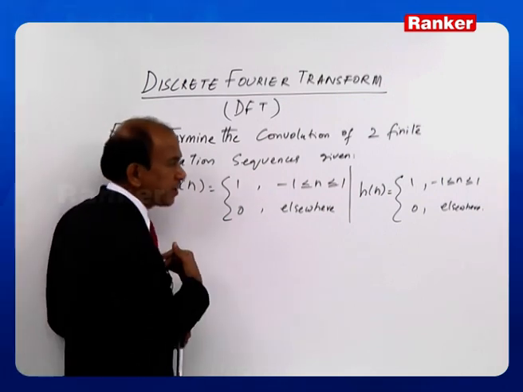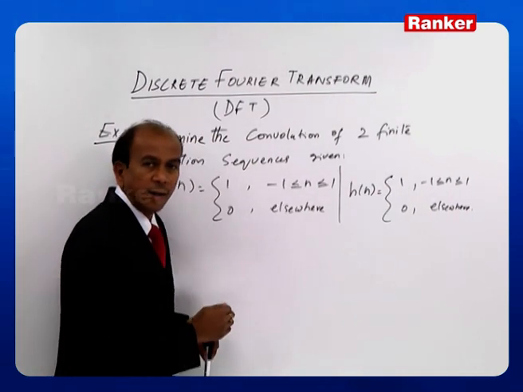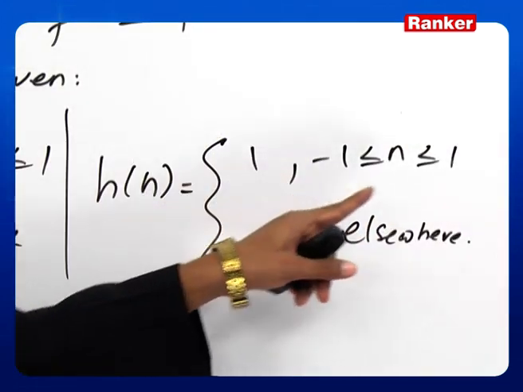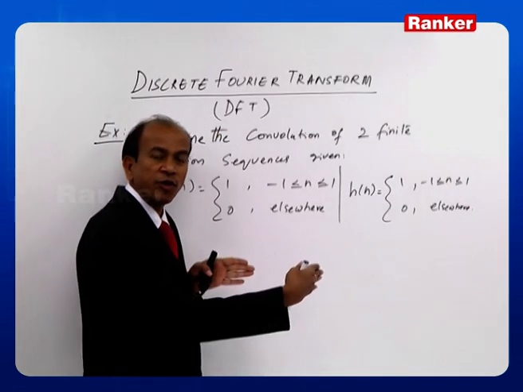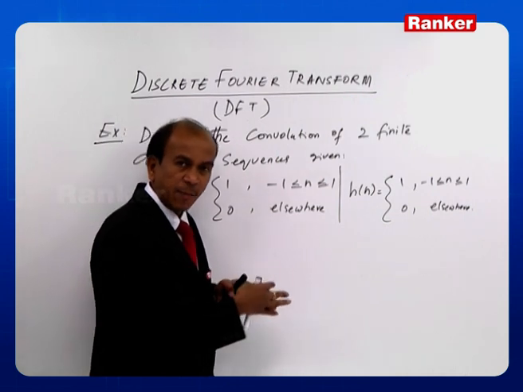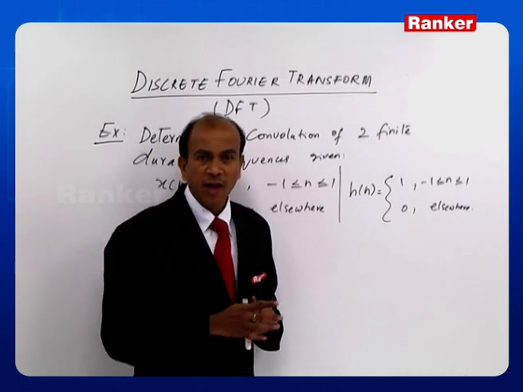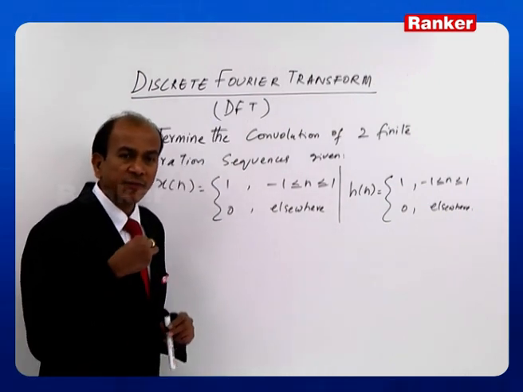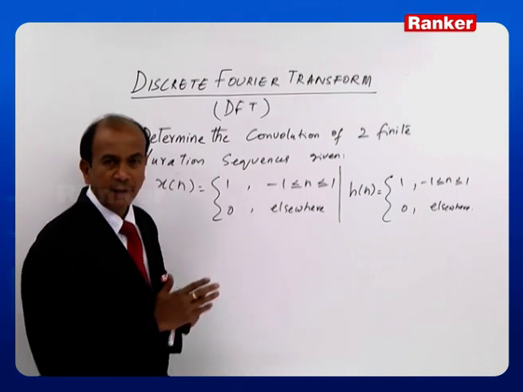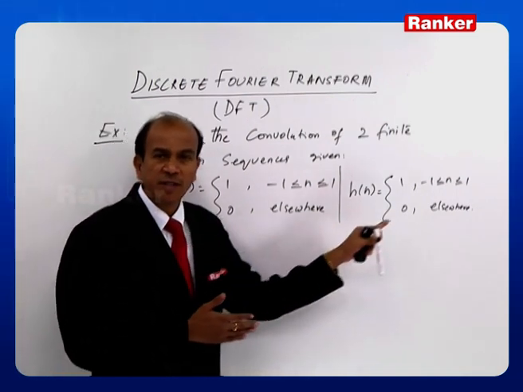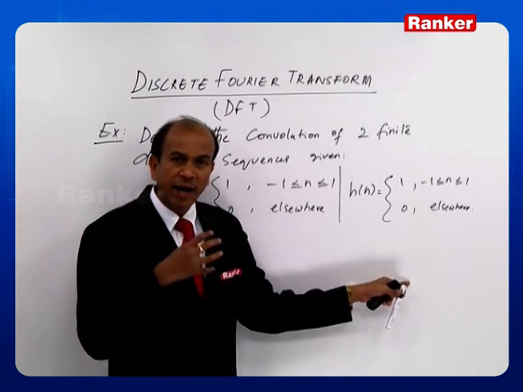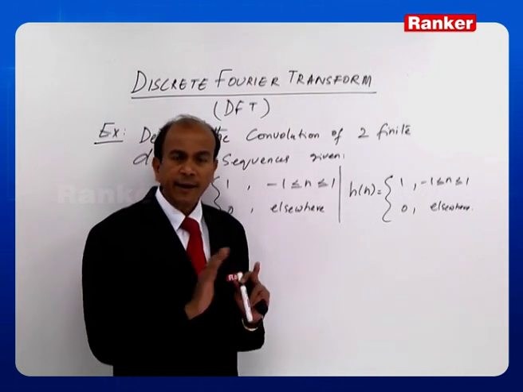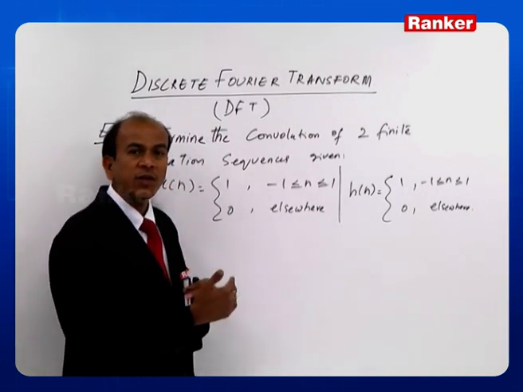Similarly, h of n has a value 1 where n is from minus 1 to plus 1. That means it exists only in the duration of minus 1 to plus 1, and it is 0 elsewhere. When you look at these types of sequences, to find the convolution, the best thing to start with is a graphical representation of these two. Then we understand where these sequences exist, and when I do the convolution, I will get the picture of what we are actually doing.